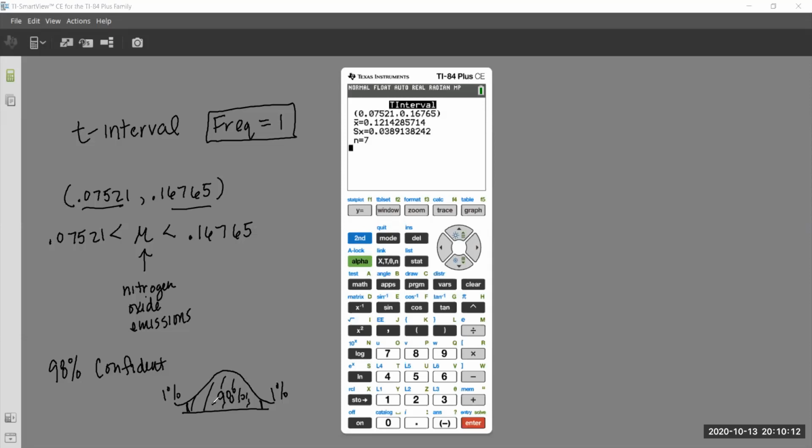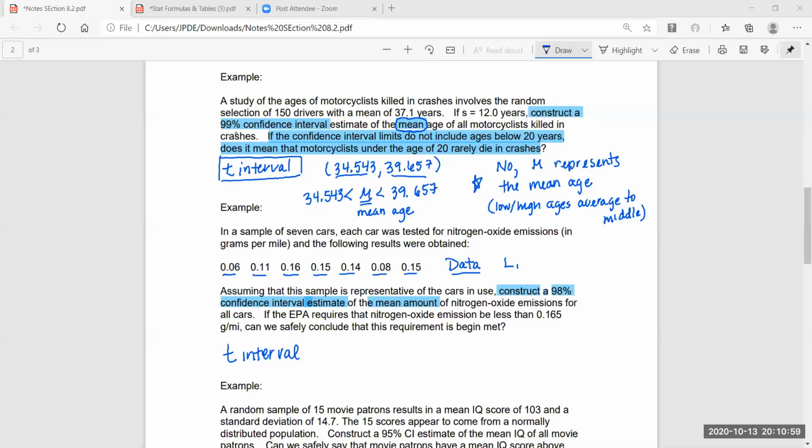So now we're going to look at the question. And I'm going to go back over to the problem. So bear with me. Hang on. Grab that. There we go. All right, so we're back to our problem. And in our T-interval, we came up with this confidence interval, 0.07521 and 0.16765.